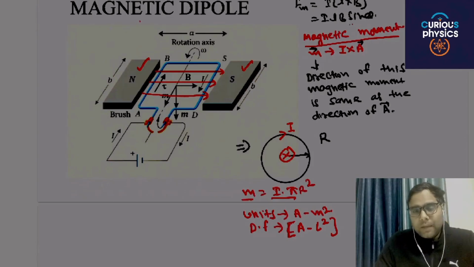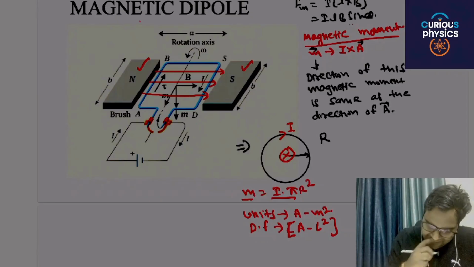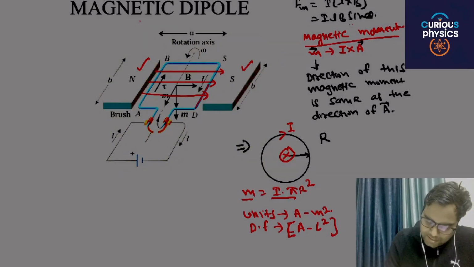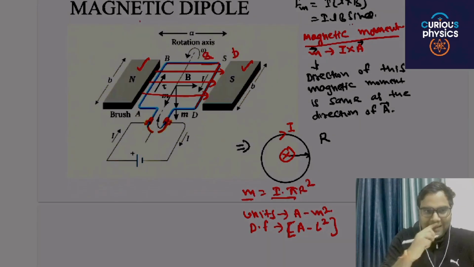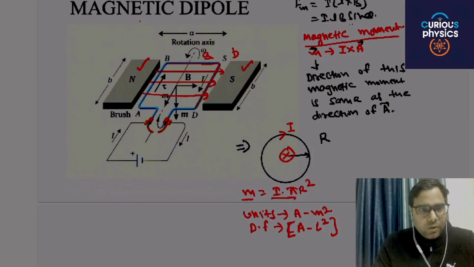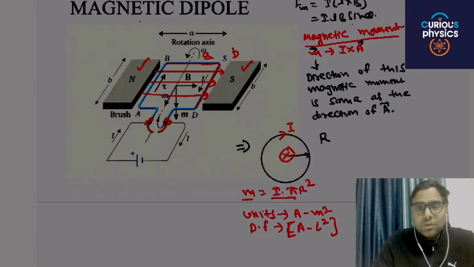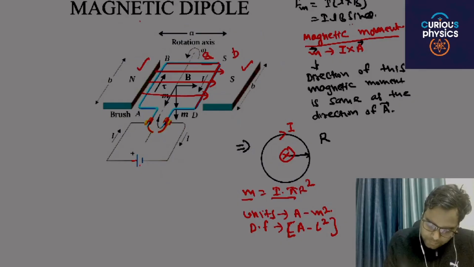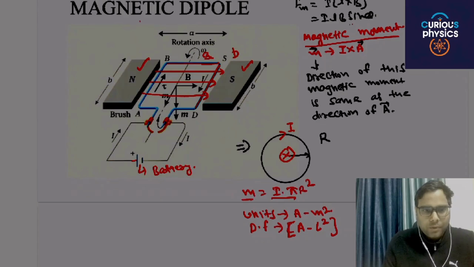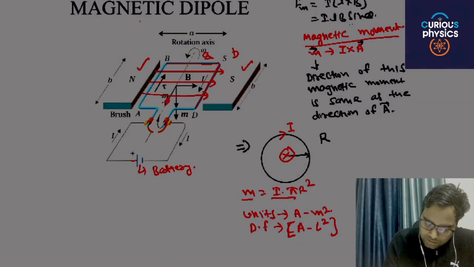So these magnets produce a constant magnetic field. This side of the loop has length B, and this side has length A. Current I is passing through this loop with the help of this battery. This is the basic setup, and this is the direction of the magnetic moment we have just studied.